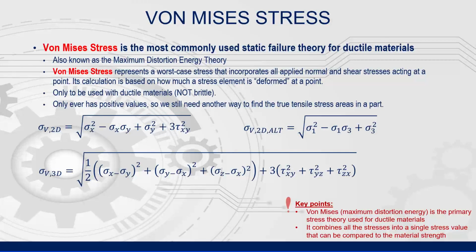The von Mises failure theorem is also called the distortion energy theory. The ingenuity of the von Mises theorem is that it combines all the stresses on a specific stress element into a single normal stress that can be compared to the material's yield strength. The von Mises stress can be calculated either from the principal stresses or directly from the applied stresses. In most of our applications for this course, we will use the 2D von Mises stress formula, but be aware that there is one for 3D applied stresses.